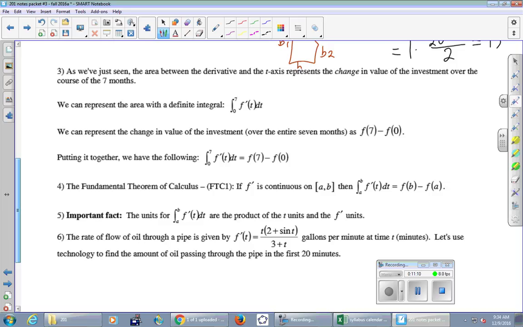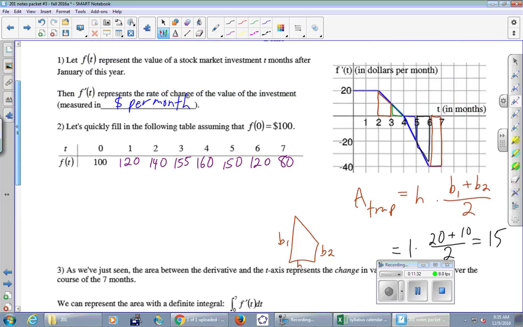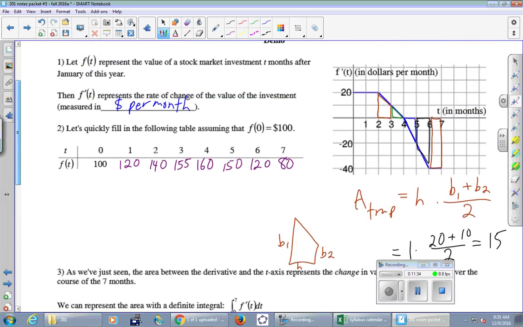Now I'm using the word area here, but that's not quite what I mean, because we know area is positive, but as Nick says, in this case, above is positive, but below is negative, so it's really a signed area. So the definite integral there, from 0 to 7, represents the change in the value of our investment. We didn't actually calculate the number, but didn't we lose 20? We started at 100 and ended at 80 and we lost 20. We didn't keep track of all these things, but I'm just going to do it real quick.